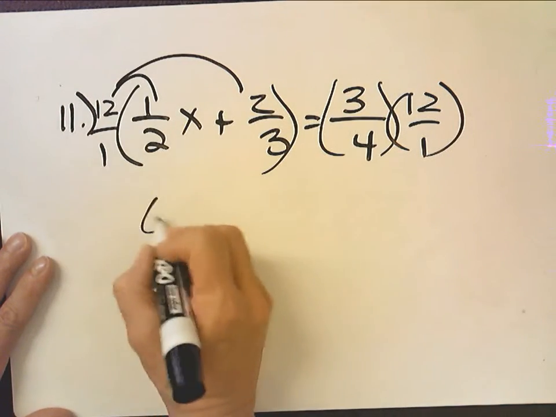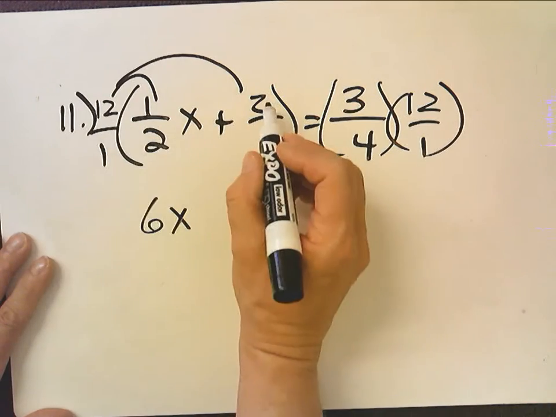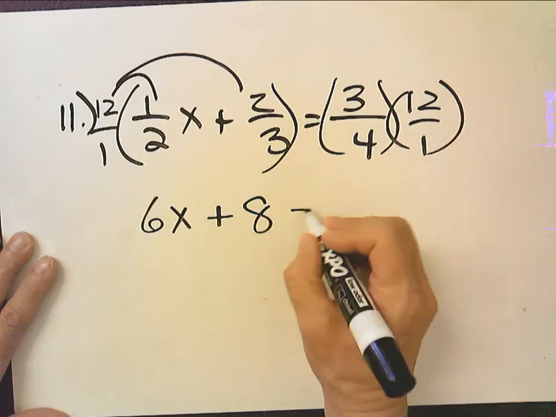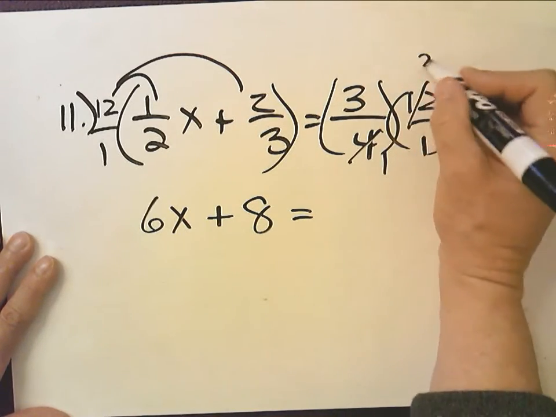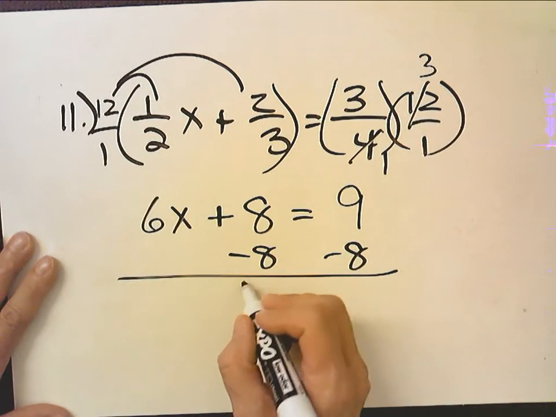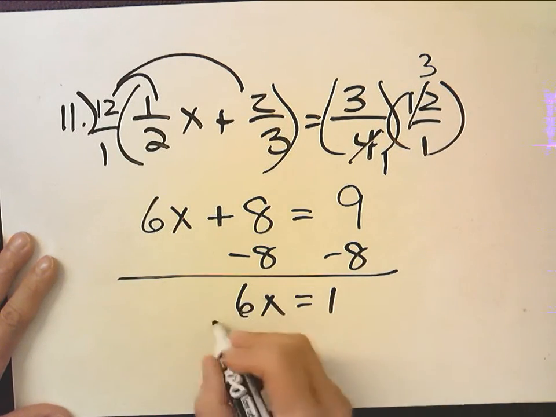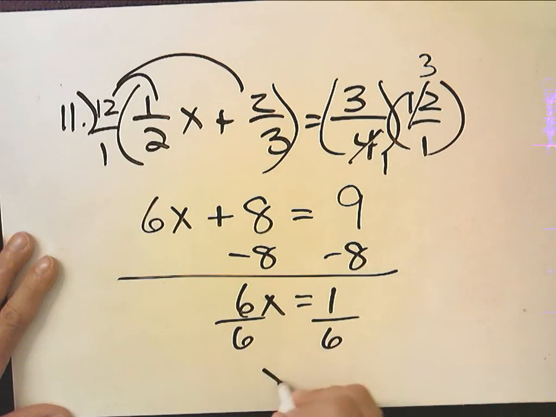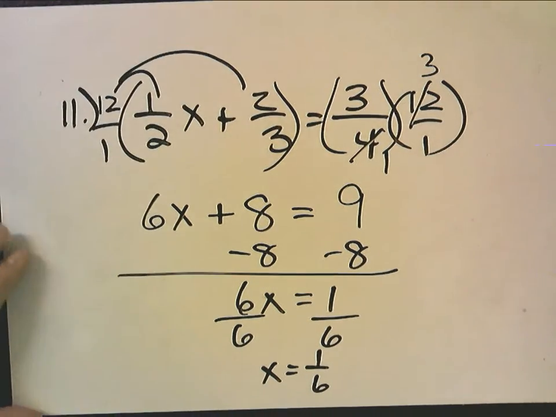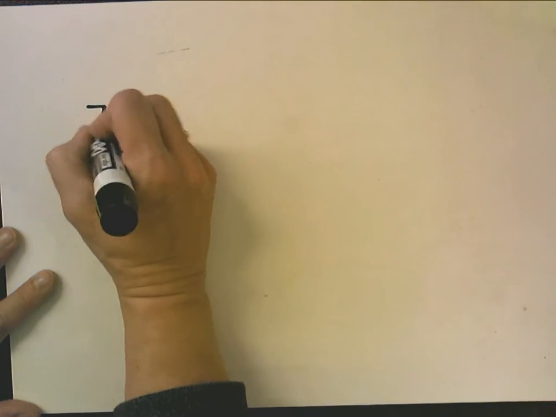So 12 times 1/2 is 6x. 12 times 2 is 24, divided by 3 is 8. And this becomes 9. I subtract 8 from both sides. 6x equals 1. Divide by 6, divide by 6. X equals 1/6. Okay. Now, let's look at number 7.